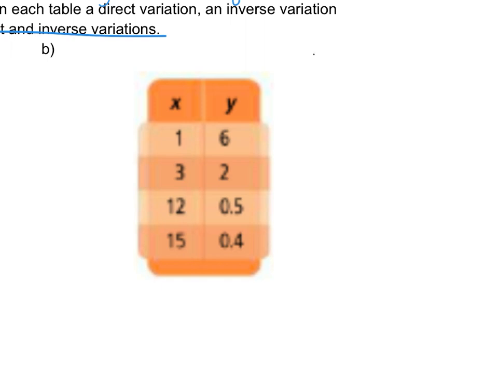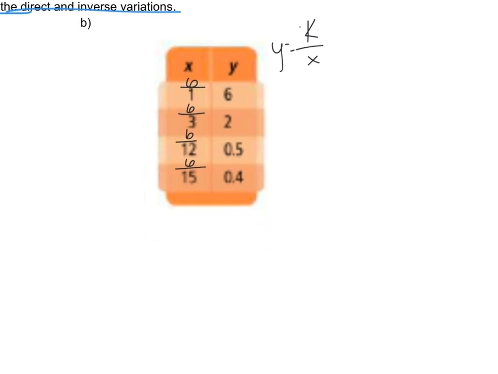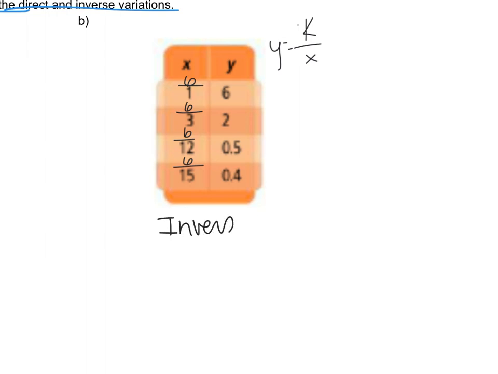Okay, so since direct variation doesn't look like it's going to work, let's try inverse variation. So remember, inverse is k divided by x. So is there a number divided by that x that gives you 6? So what divided by 1 gives you 6? Well, that would be 6, right? 6 divided by 1 is 6. Let's see if it works for the next one. 6 divided by 3 is 2. Perfect. We're doing good. 6 divided by 12, that's 1/2, which is 0.5. Good. 6 divided by 15 is 2/5, which turns into 0.4. So yes, that works. So this one is an inverse variation.